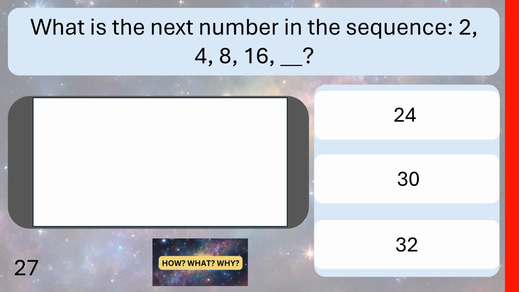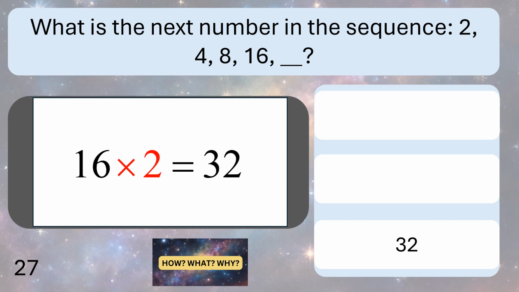What is the next number in the sequence? 2, 4, 8, 16. Is it 24, 30, or 32? In this sequence, each number is being doubled as we go to the next number. So in this case, the last number we have is 16. We multiply it by 2 and we get 32.